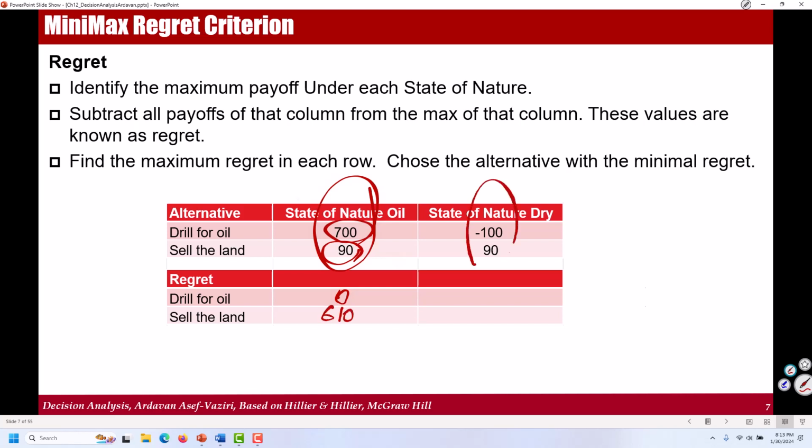If the second state of nature happens, in this problem, we do have two states of nature, dry land or finding oil. If this state of nature happens, the best we can get is 90. So what is the regret of this 90 with respect to 90? 0. But if we have made this decision, outcome would be negative 100, while we could have 90 profit. 90 minus negative 100 is 190. Now this is our regret table.